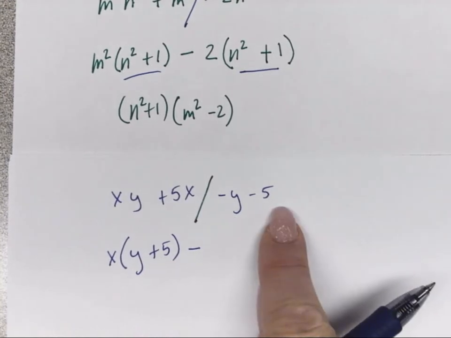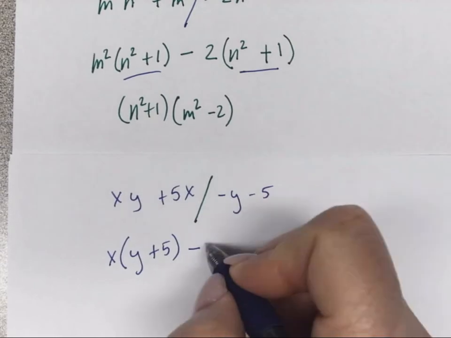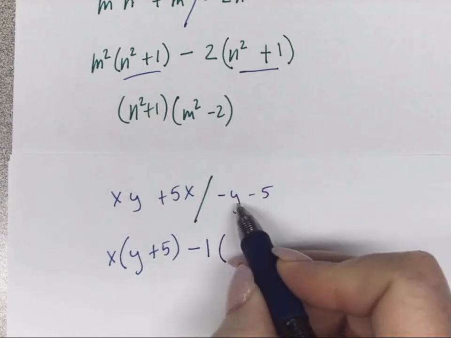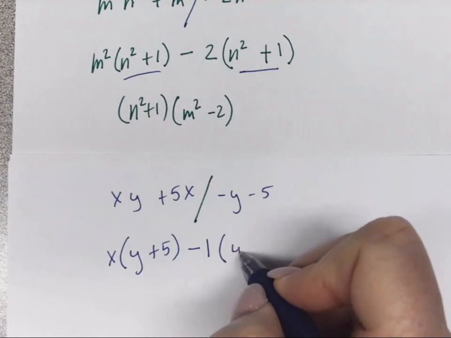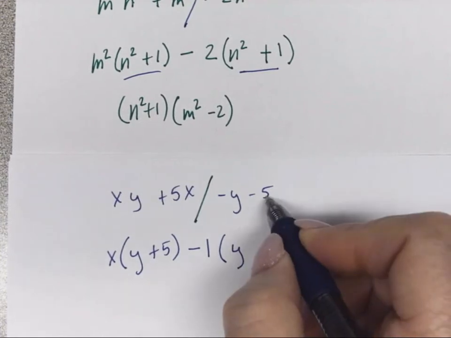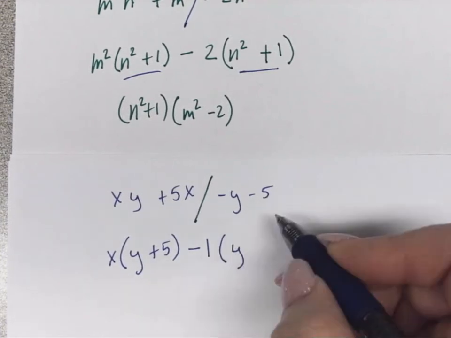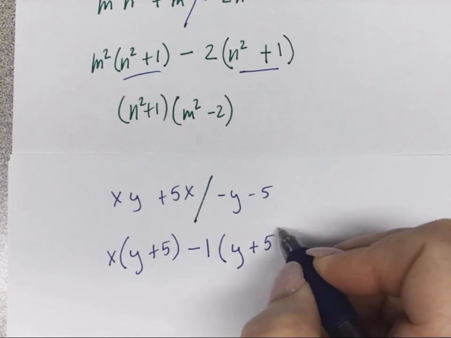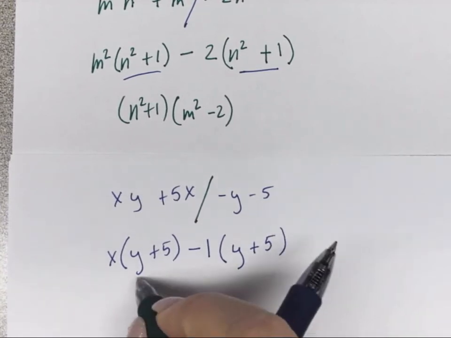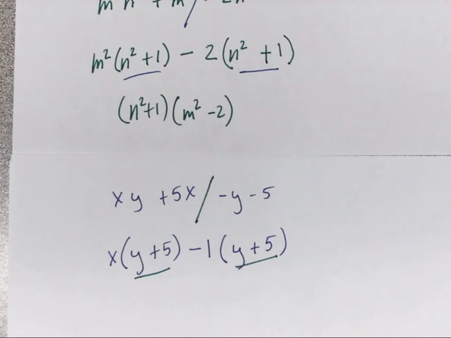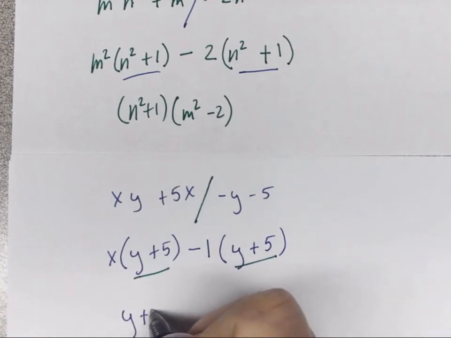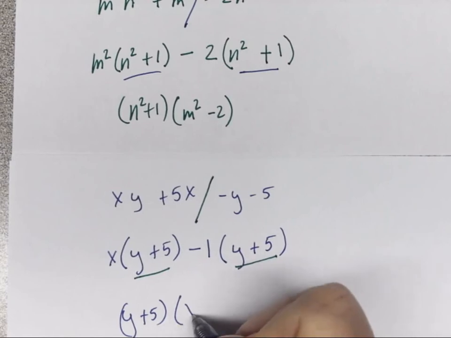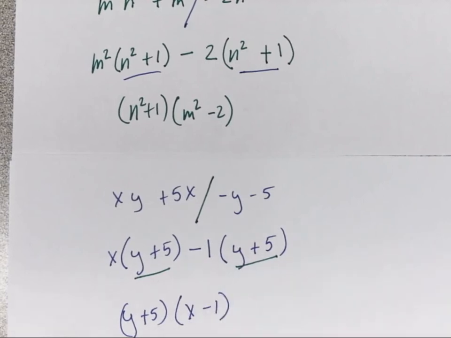Between a y and a 5, there's nothing they have in common other than a 1. So we're going to factor out a 1. Negative y divided by negative 1 will get me positive y. Negative 5 divided by negative 1 gets me positive 5. Oh, look, they match. I have my signs correct. Factor out my y plus 5, and I'm left with x minus 1.